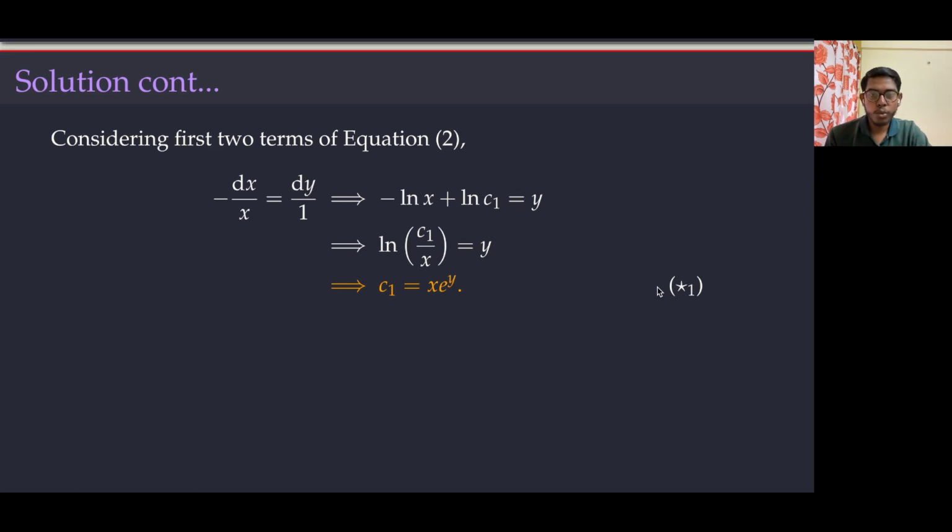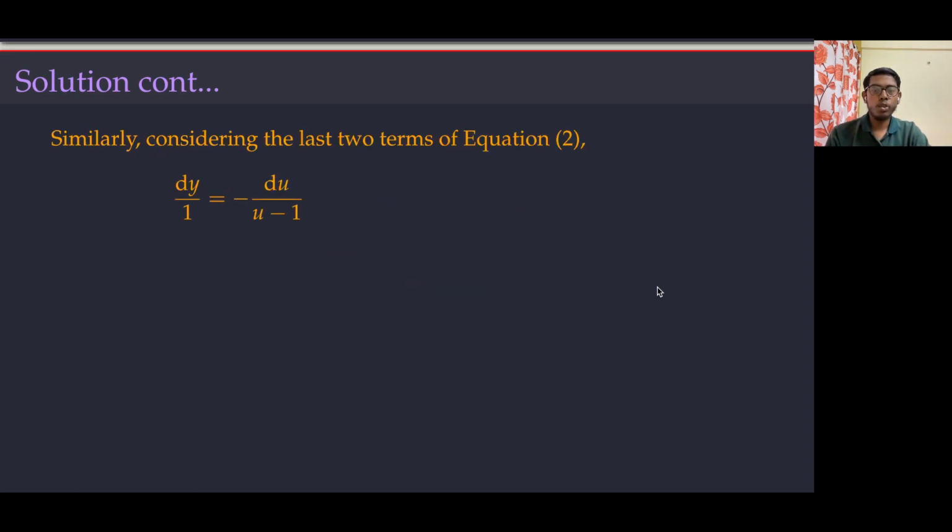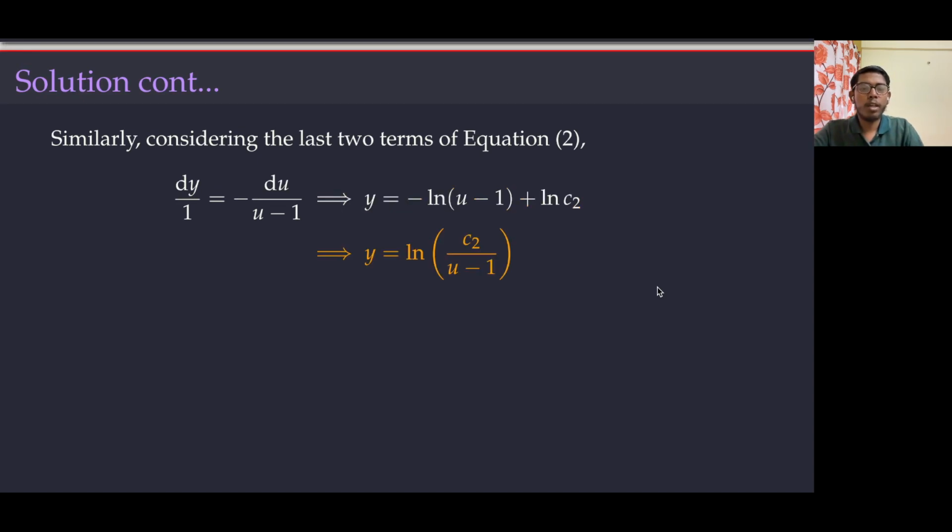Similarly, considering the last two terms, dy by 1 equals minus du by u minus 1. That's similar to the first one. Integrating gives y equals minus ln of u minus 1 plus ln c2. I can write y equals ln of c2 by u minus 1, and hence c2 equals (u minus 1) e to the power y. So we have c1 equals x e to the power y, and c2 equals (u minus 1) e to the power y.